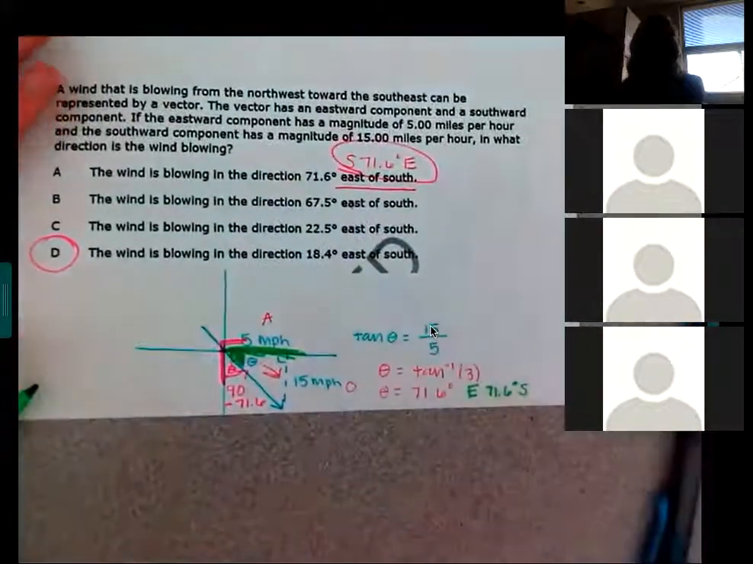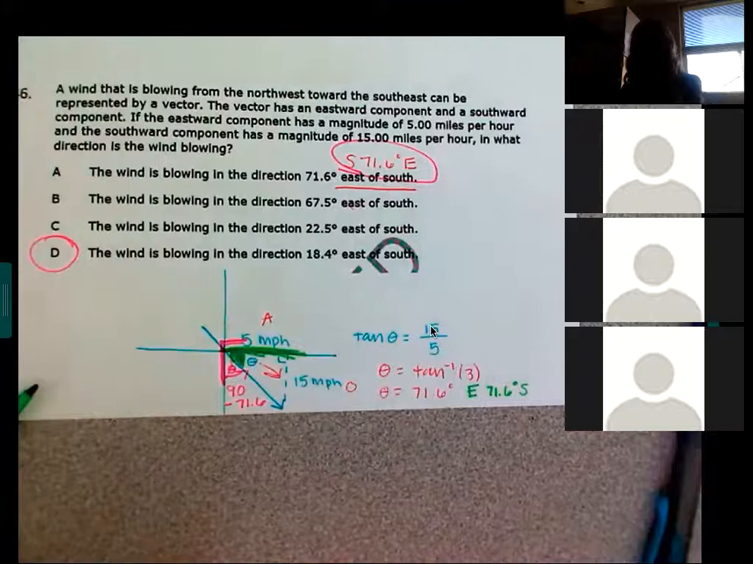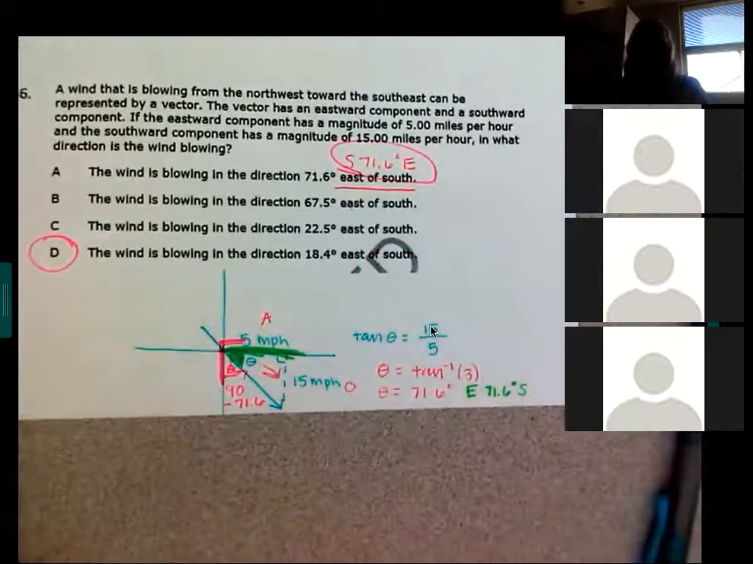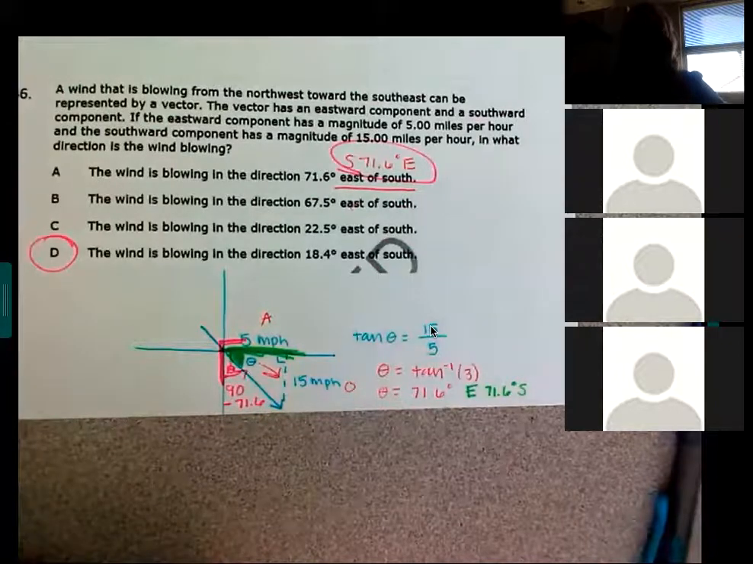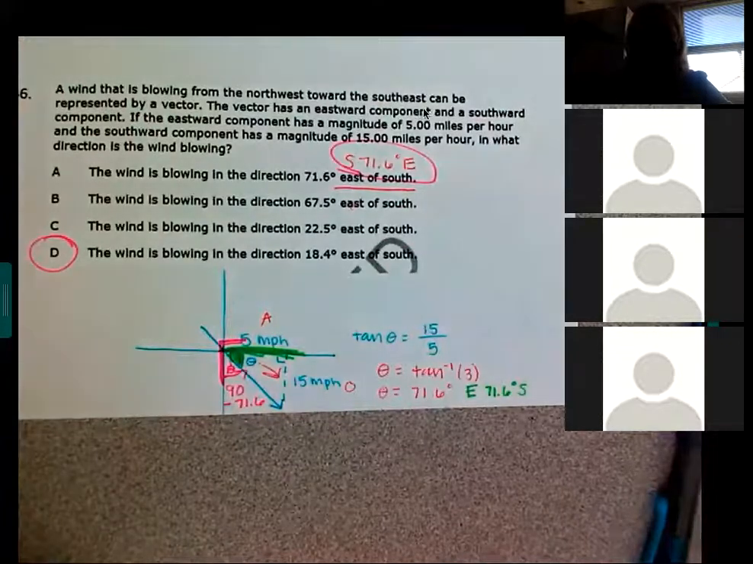Okay, who's confused? Because some of y'all's faces look confused. Or are we just bored already? People at home, is anybody confused?